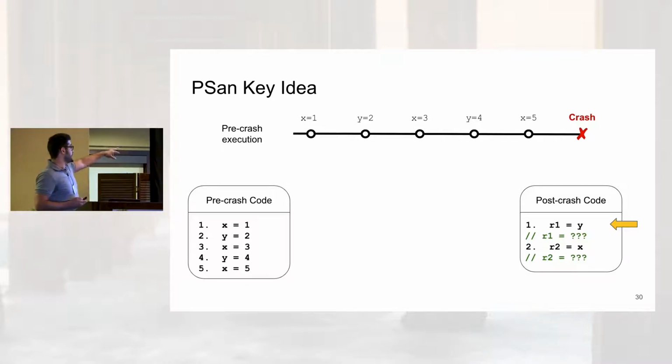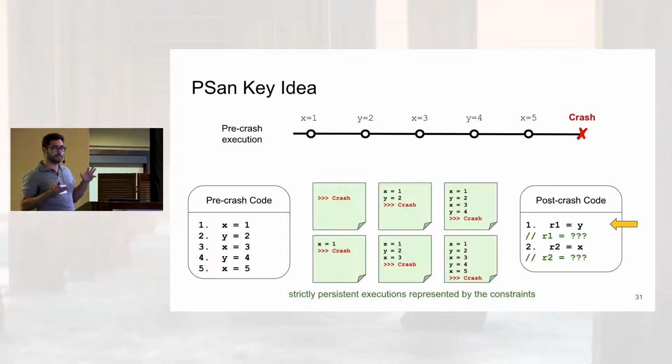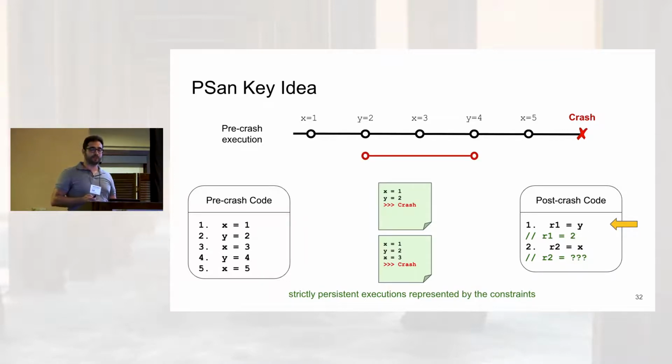Here, the pre-crash execution performs 5 stores, and the post-crash execution reads from Y, and then it reads from X. Before the post-crash execution starts, the set of constraints is empty, which means that for any strictly persistent execution, no matter where it crashes, its pre-crash execution is consistent with the initially empty post-crash execution. Now, suppose the first load in post-crash reads from the store Y equal 2. Then the set of equivalent executions is reduced to 2 executions because the equivalent execution should crash after the store Y equal 2 and before the store Y equal 4.